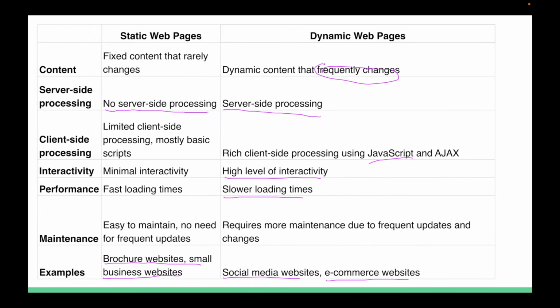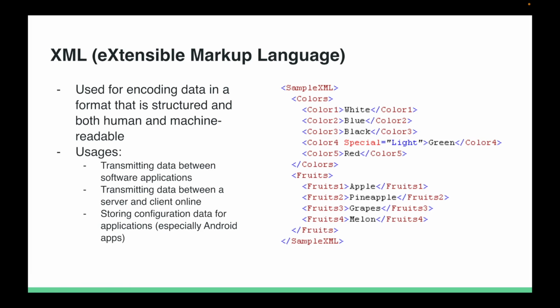The point of JavaScript is to give us dynamic web pages, and to an extent CSS as well. Now the next thing we're going to talk about is XML, the Extensible Markup Language. Basically, XML is used for encoding data in a format that is structured and both human and machine readable. When we use XML, there's a variety of cases. It may be transmitting data between software applications. One of the most frequent cases is transmitting data between a server and client.